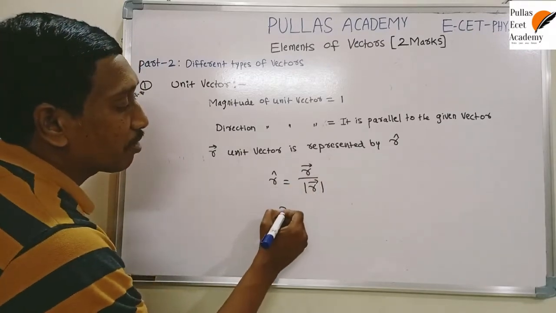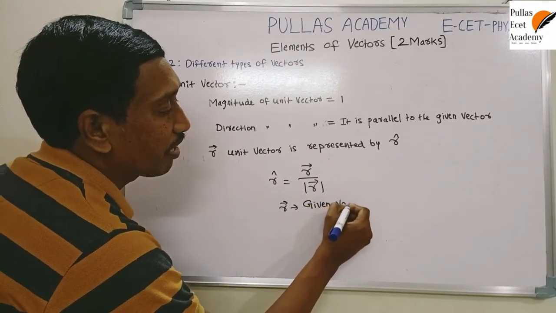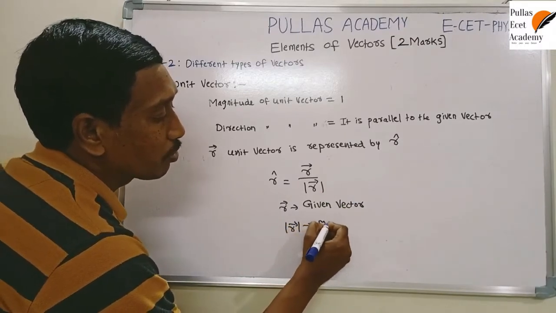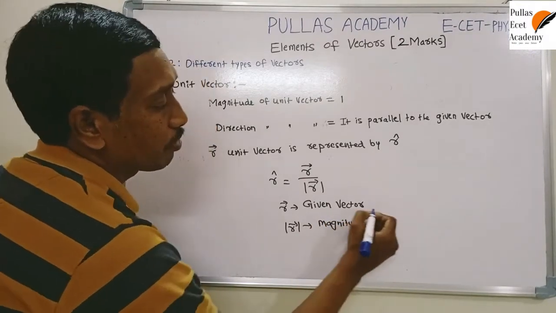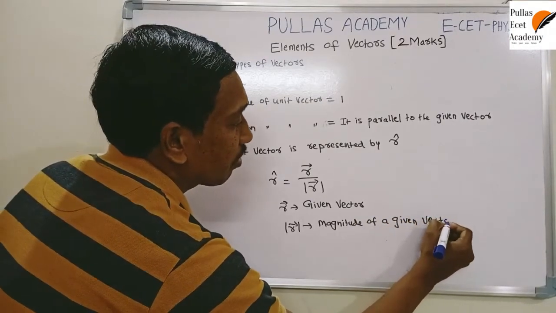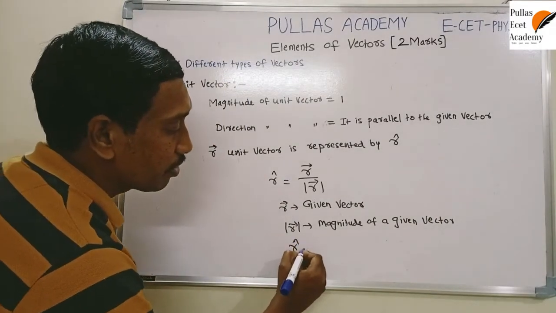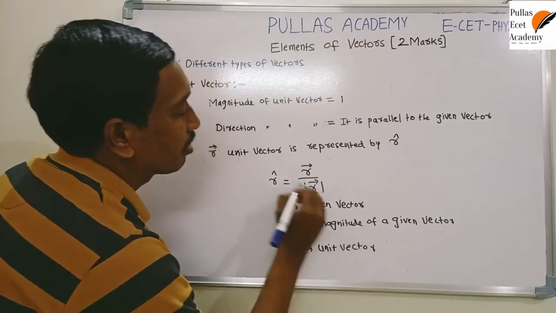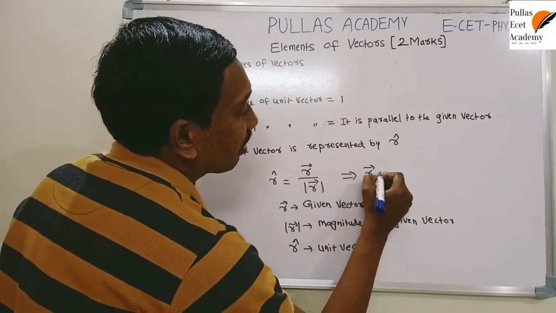In the expression, r bar stands for the given vector, whereas modulus r bar stands for the magnitude of the given vector. So this is about the concept. Here r cap stands for the unit vector of r bar. This is an important expression.